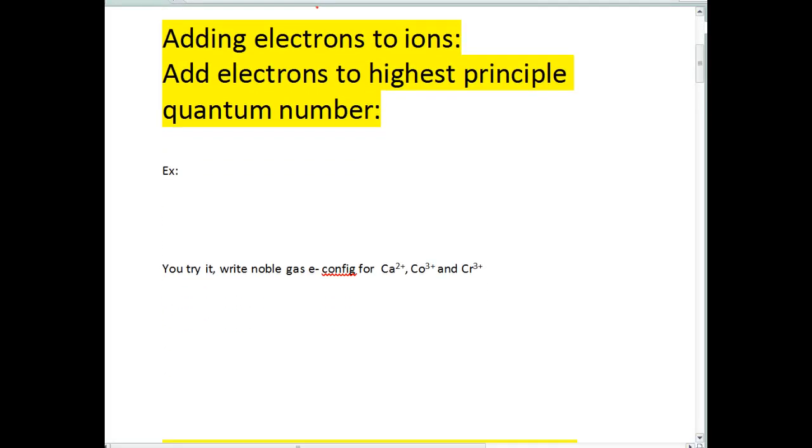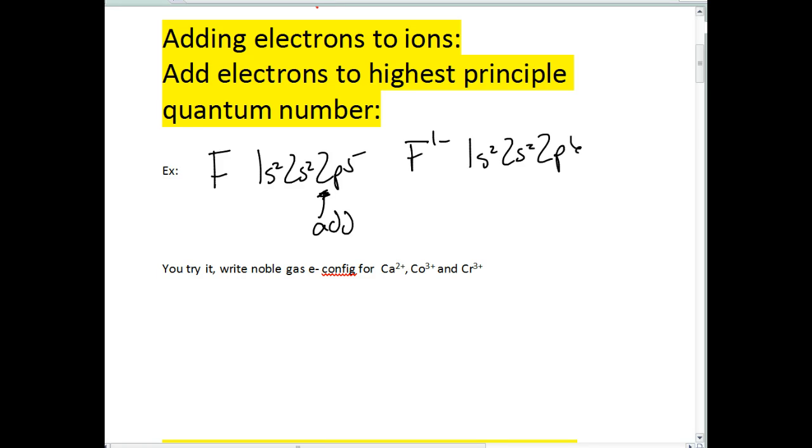Now if we're going to add electrons to ions, again we're going to add the electrons to the highest principal quantum number. Let's say we take a fluorine atom, and fluorine has a 1s2, 2s2, 2p5 electron configuration. If we're going to add, we have to add to the highest principal quantum number, which is the 2p. So we get fluorine as in the fluoride ion, 1s2, 2s2, 2p6 now. It now has a total of 10 electrons when you add 1 electron to it. So it has an electron configuration of a noble gas. It does not make it a noble gas, it just has the electron configuration of a noble gas.